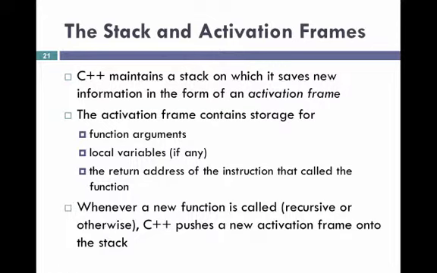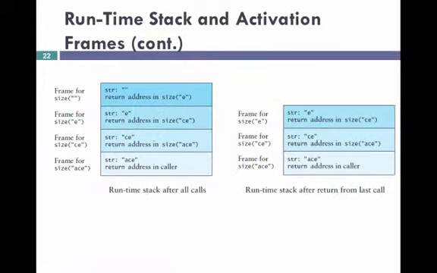C++ maintains a stack on which it saves new information in the form of an activation frame. An activation frame contains function arguments, local variables if there are any, and the return address of the instruction that called the function. In fact, the return address points to the very next instruction to execute once we return from the call to the caller. And whenever a new function is called, whether it's a recursive call or otherwise, C++ pushes a new activation frame onto the stack. This is called the runtime stack.